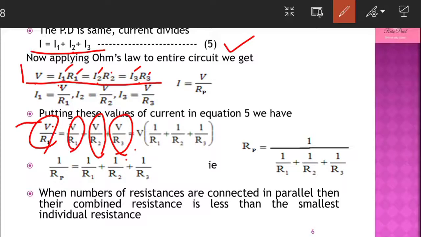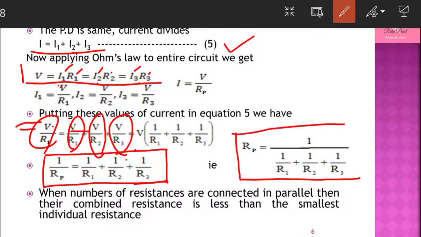We have substituted, and you can find that the voltage is common, isn't it? So take voltage common and cancel it. Then we get the expression 1 by Rp is equal to 1 by R1 plus 1 by R2 plus 1 by R3. Okay. So we can write what will be Rp then? Rp is equal to 1 divided by 1 by R1 plus 1 by R2 plus 1 by R3. This is the expression for 3 resistors connected in parallel. That is the total resistance of 3 resistors connected in parallel.